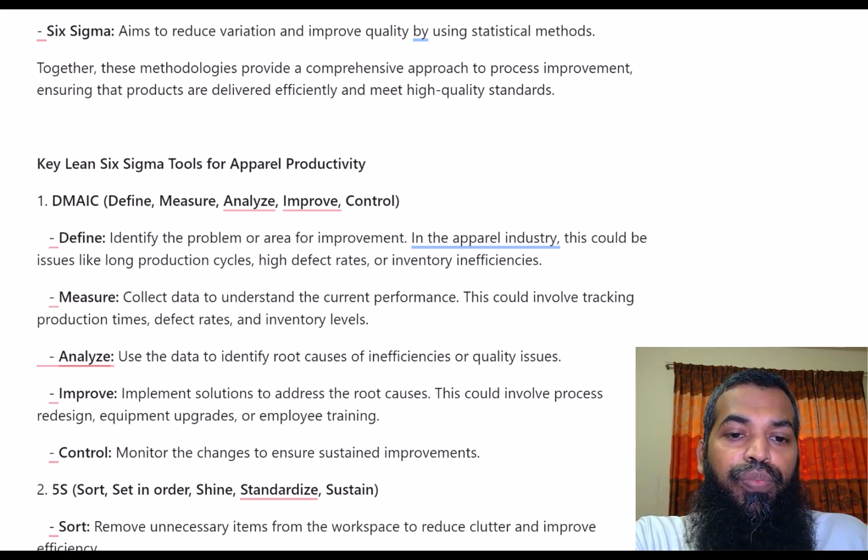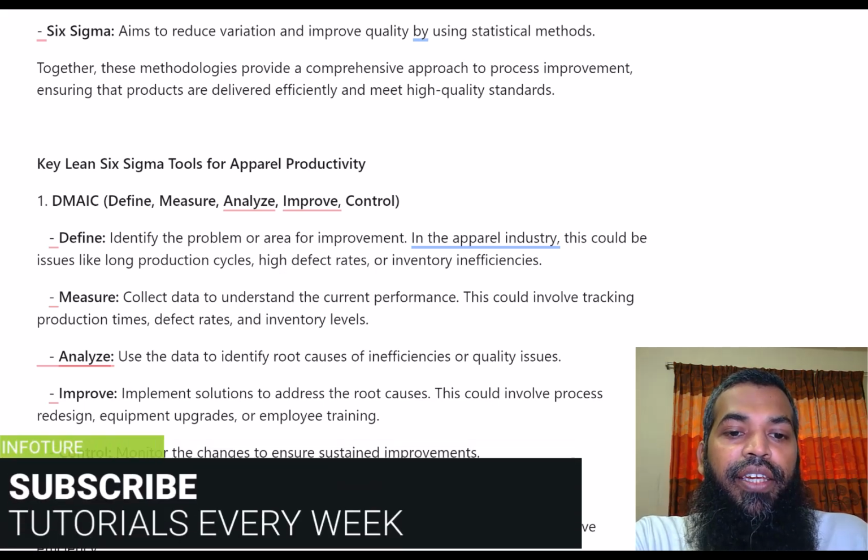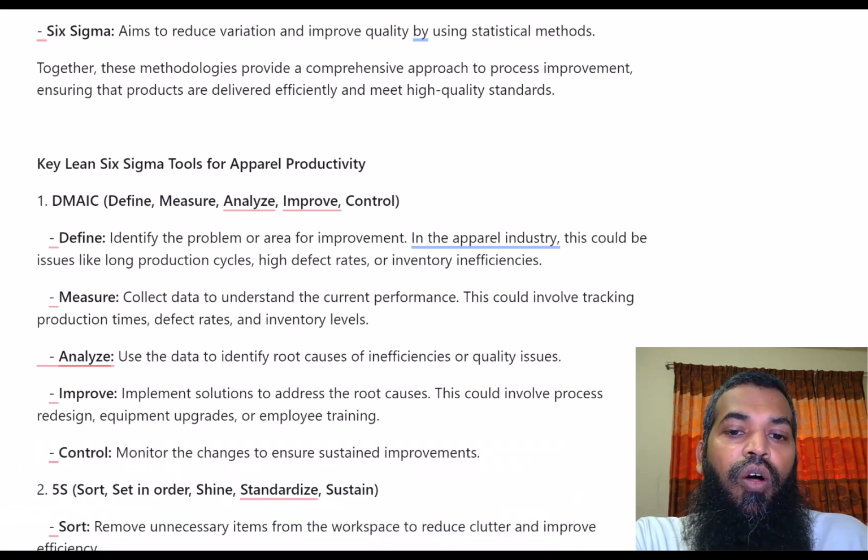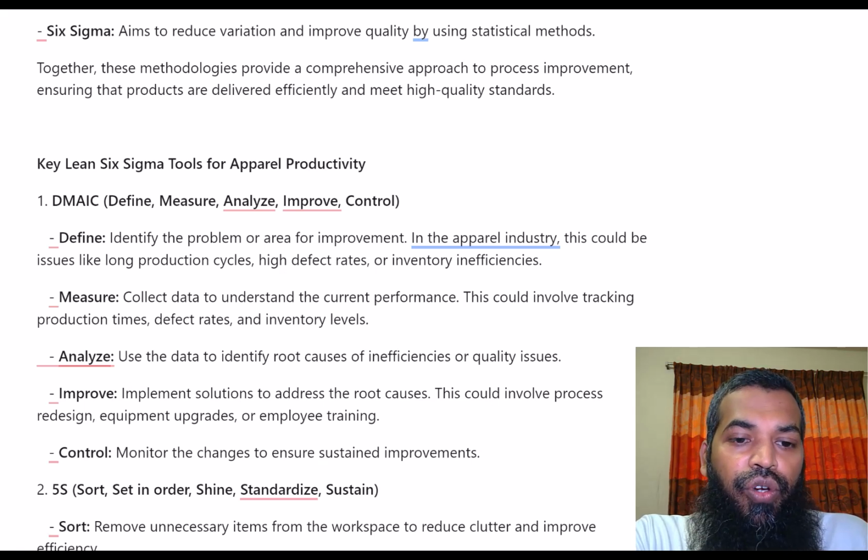Next phase, improve. So implement solutions to address the root causes. This could involve process design, equipment upgrades, or employee training so that all processes can be improved. Then in the last phase, control. Monitor the changes to ensure sustained improvement. We must control that.